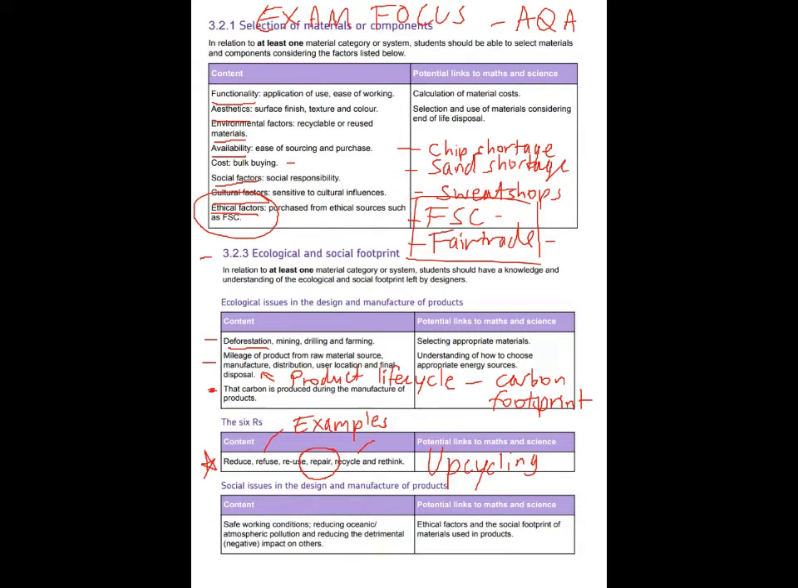Okay, social issues in the design and manufacture of products, safe working conditions, reducing oceanic and atmospheric pollution, reducing the detrimental impact on others. So this is a little bit about carbon footprint again, but also about things like fair pay. So you could bring in fair trade, you could bring in working conditions of people in sweatshops, and I gave the example of Apple asking people to work very long hours. So I think most of you would be able to give some examples of this, even if you've spoken about it in a different subject.